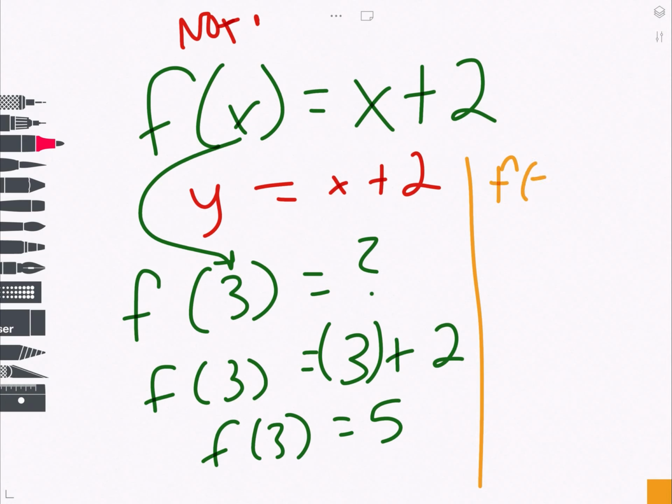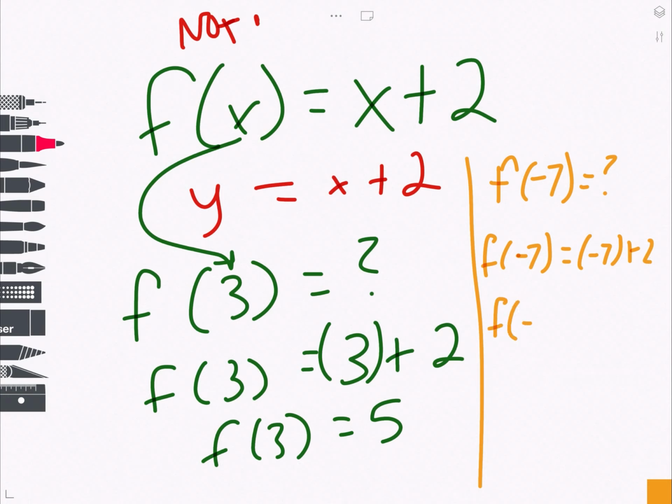Let's say it asks you for f of negative 7. You do the same thing. You'd say f of negative 7 equals negative 7 plus 2, and f of negative 7 equals negative 5.